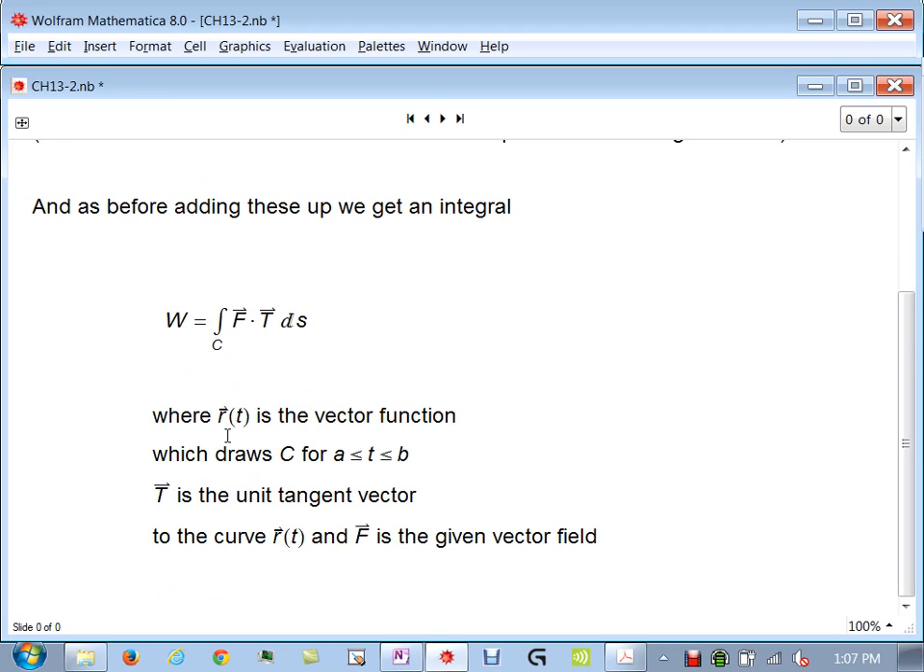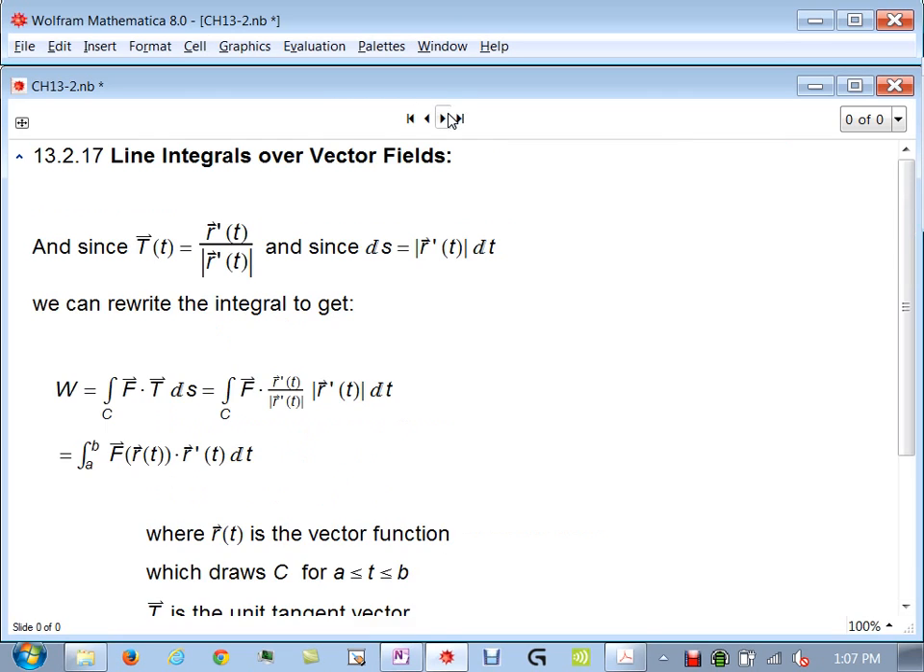Remember r of t is a vector function. What is r of t? It's the curve, right? It draws C for us. And that gives us some restriction on the t of, you know, a and b. Capital T, that vector is the tangent vector, and F is that given vector field. So that's just defining what everything is.